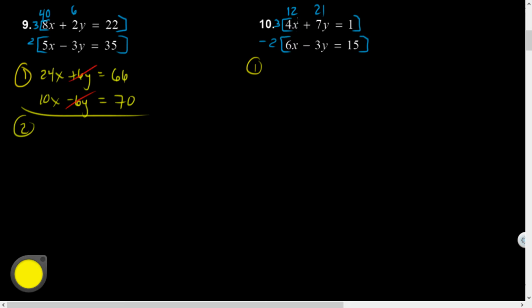All right? Yeah. Let's see. 3 times 4x is 12x. 3 times 7y, 21y. 3 times 1 is 3. Let's have you guys distribute this next one. All right? I'll walk around.